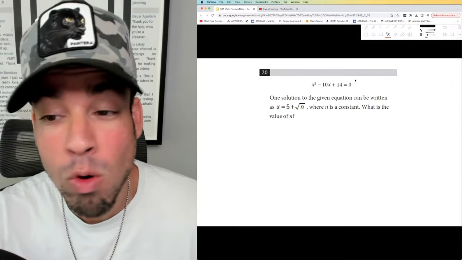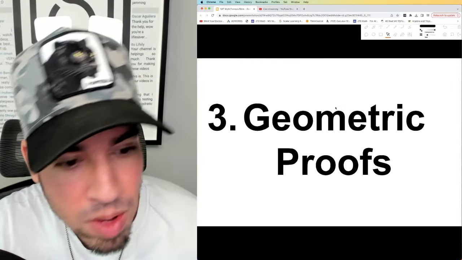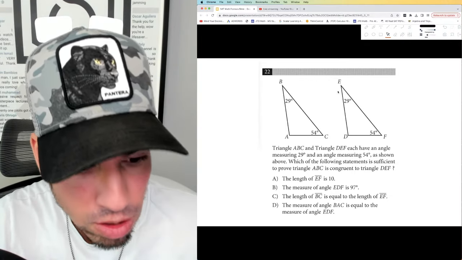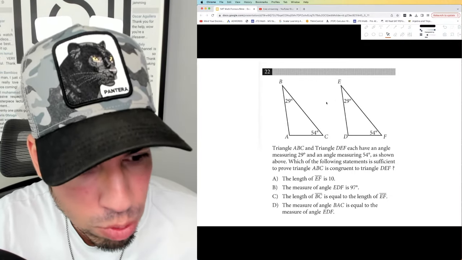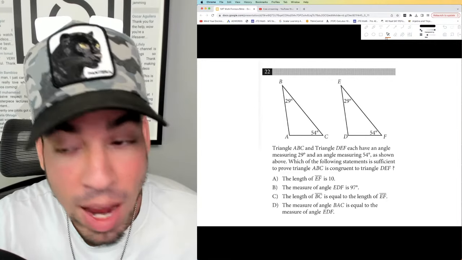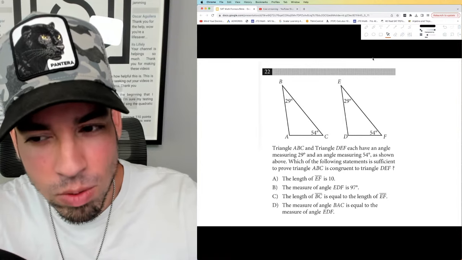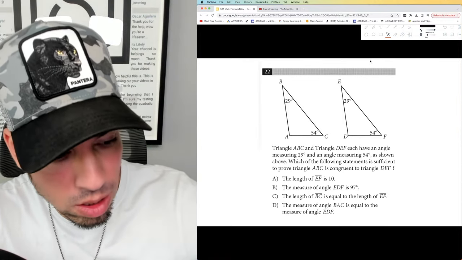Another one, right? So many. These are all within the last few years. Geometric proofs. These definitely didn't show up in the early tests, but now they're popping up a lot. So if you look at the geometric proofs, we're looking for what is sufficient. Actually, I'll be honest, I just took one yesterday that I still haven't reinvestigated, but they had another really tricky one on the October test.